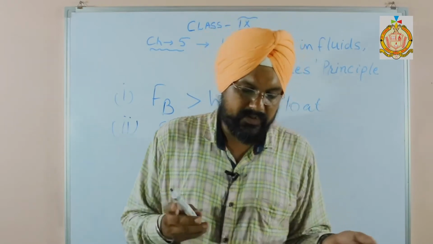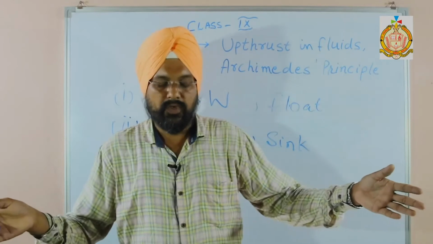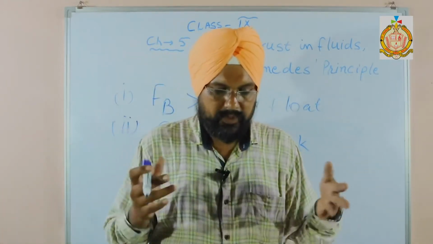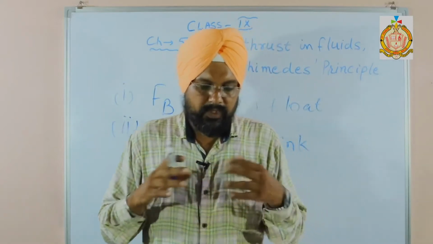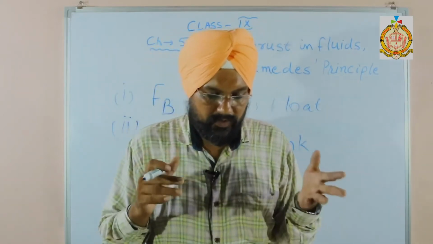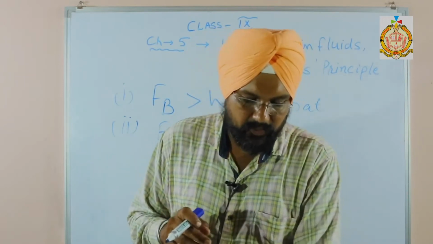The first property is the volume of the body. If more of the body is submerged in the water, then the upthrust is greater. The more the volume, the more the upthrust. Then the second one: for the same volume inside the fluid, the more the density of the fluid, the greater the upthrust.